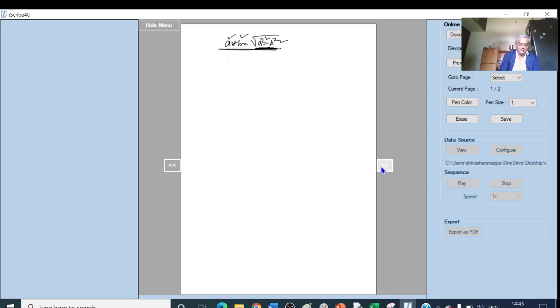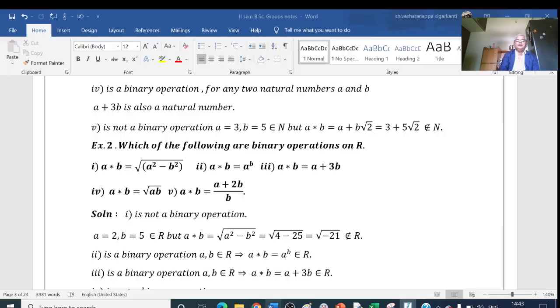If this is not a positive quantity, then this does not belong to R. For example, I will consider A equal to 2 and B equal to, say, 5. Then both belong to R here. A star B equals the square root of A square 4 minus B square 25. 5 square is 25. This is equal to root of minus 21. This is not a real number. This is an imaginary quantity, so this is a complex number here. This does not belong to R. Therefore, this is not a binary operation.